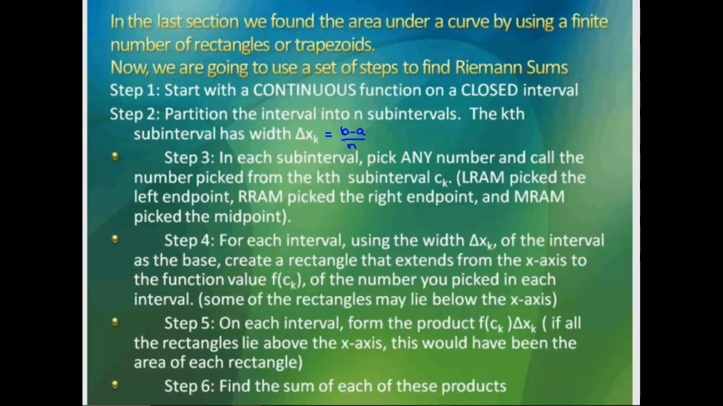You have to make your delta x, which is b minus a all over n. After that, and you have your subintervals, you pick the numbers on them. If it's a left, you pick the left. If it's a right, you pick the right. If it's middle, you pick the midpoint. And then we use the width and that height to multiply and get the area. And then you find the sum of all those products. So that is what a Riemann sum is, and those are the steps we used to find it.